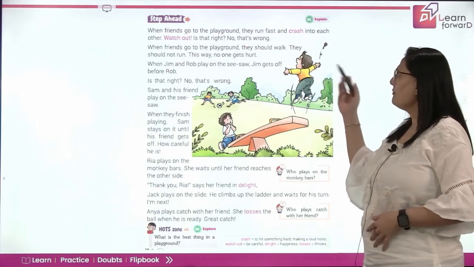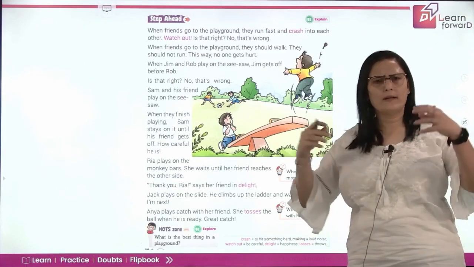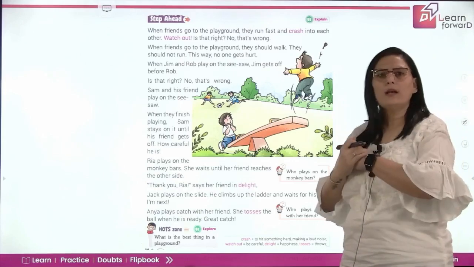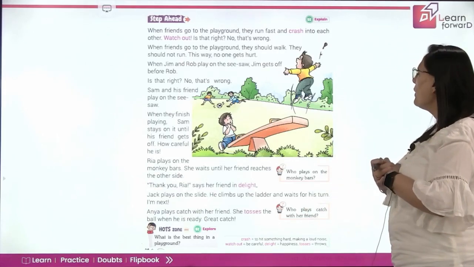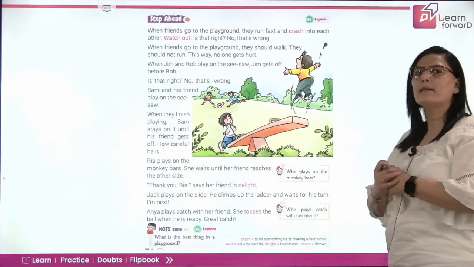So when the friends go in the playground, at times what happens, they run so fast that they hit each other, they get crashed, and then is it right? No, it's absolutely wrong. When friends go to the playground, they should walk, they shouldn't run. This way no one gets hurt.